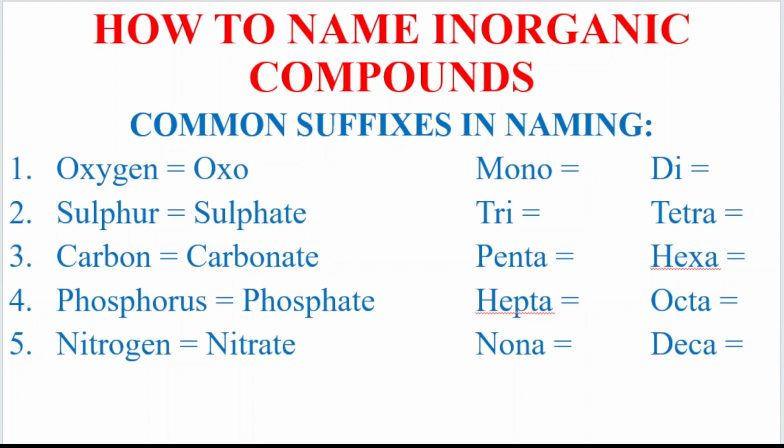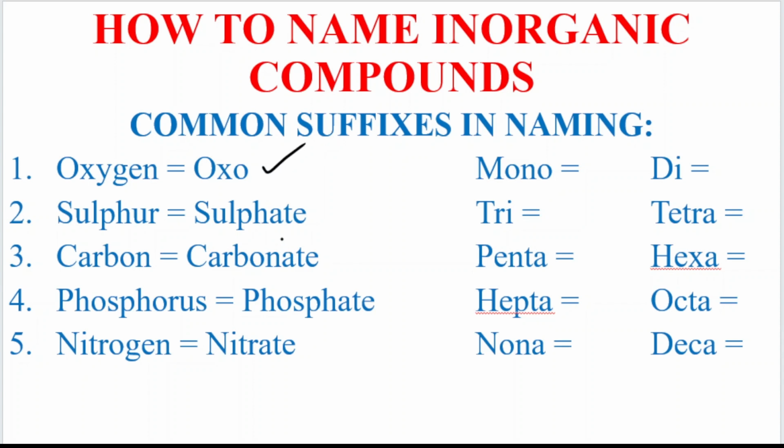So in today's topic, we'll be considering how to name inorganic salts. For you to successfully name inorganic salt, there are some terms you need to be familiar with. One of the terms here, oxygen, is always abbreviated as oxo. So whenever you see oxo, it's because of the presence of oxygen.